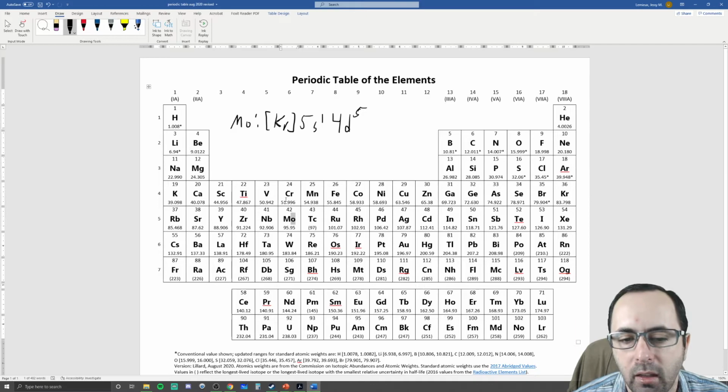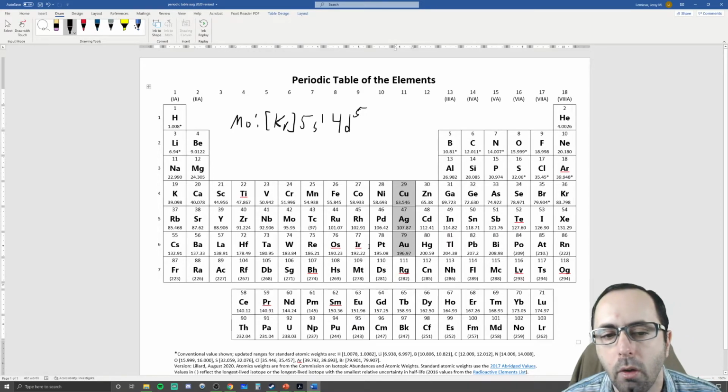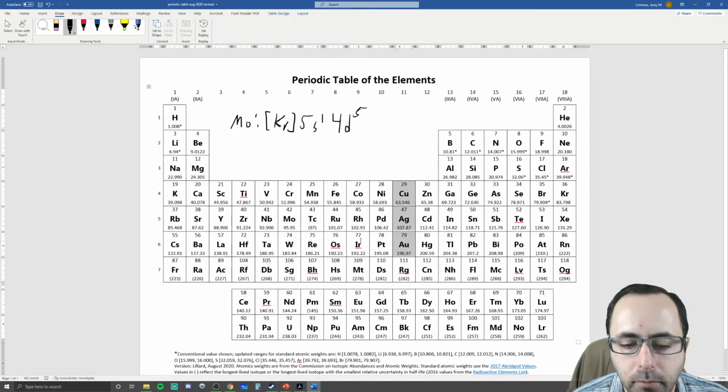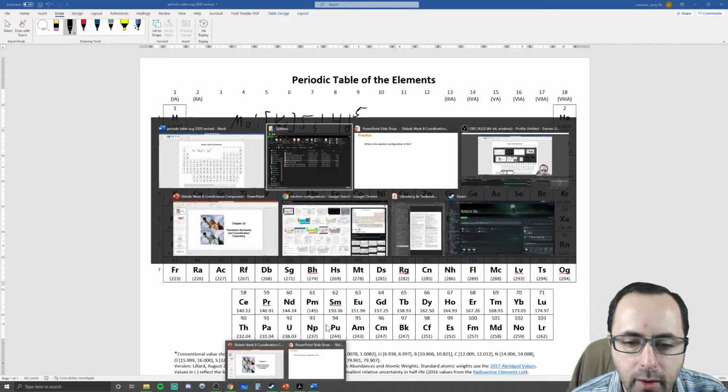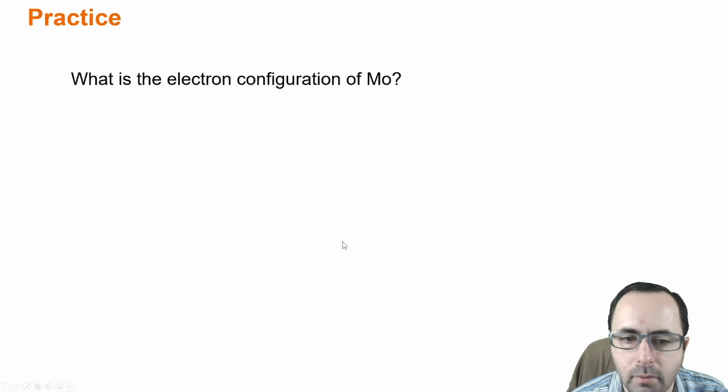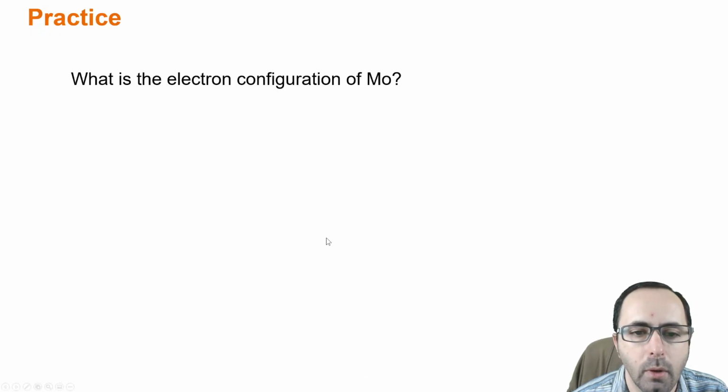Remember that in group 6 here, chromium and molybdenum are exceptions, so the 1 electron goes up to the 4D here and half fills it, and then copper, silver, and gold are exceptions here as well. Okay, now going back to the slide. So we got that one.